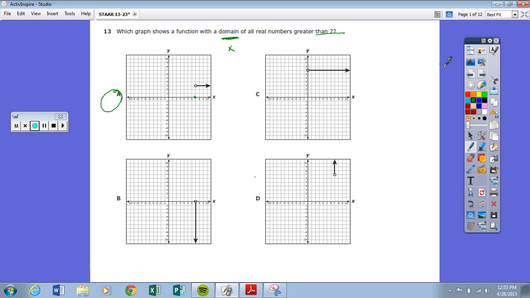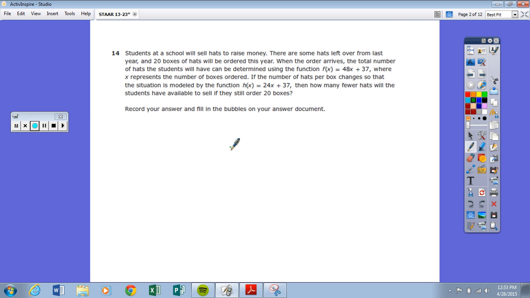greater than 7. Okay, and number 14, students at a school have to raise money, there's hats left over, 20 boxes ordered, and so on. So I'm going to just focus in on the equations. There's this one, and I do want to make a note that it says x is the number of boxes. And then it says the situation changes, and here's a new equation.